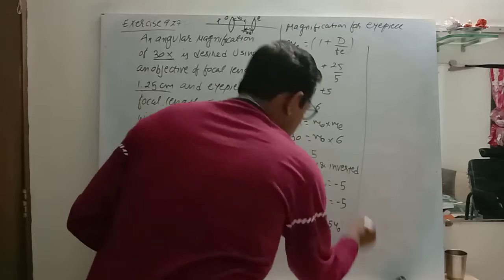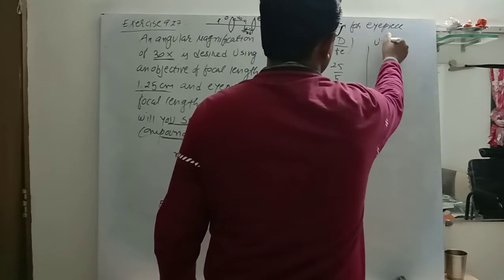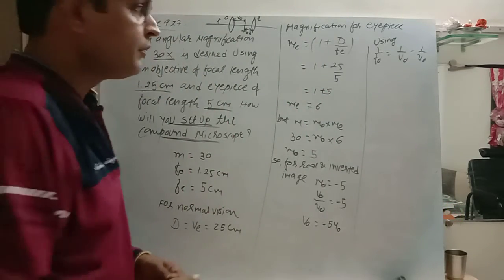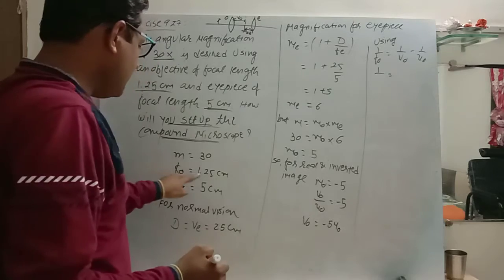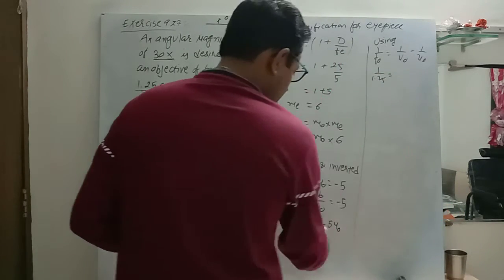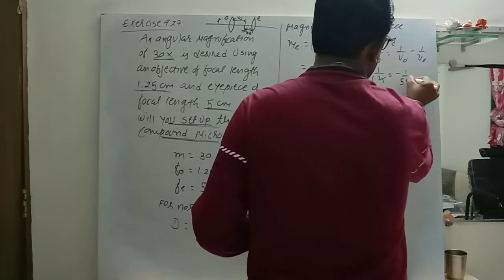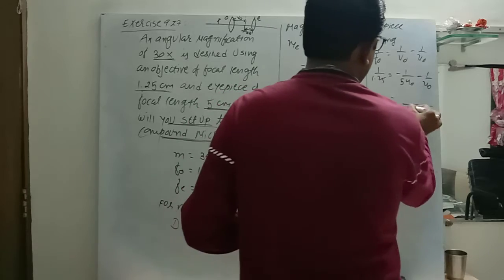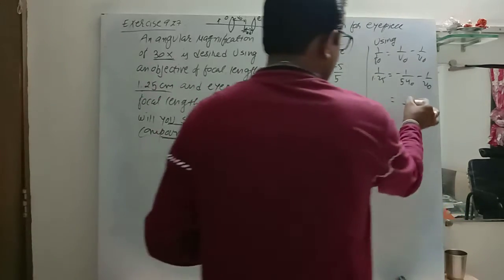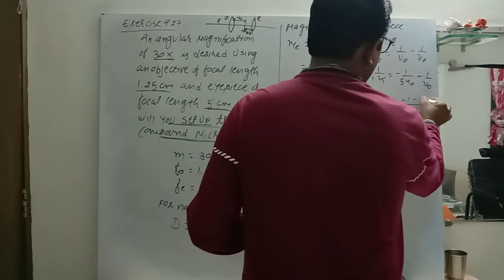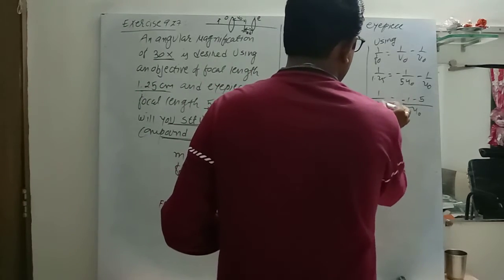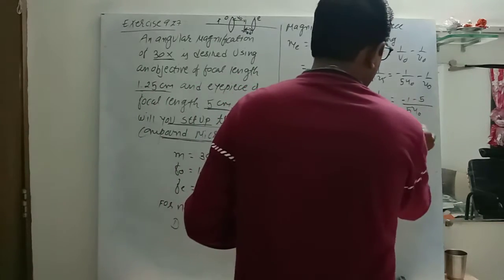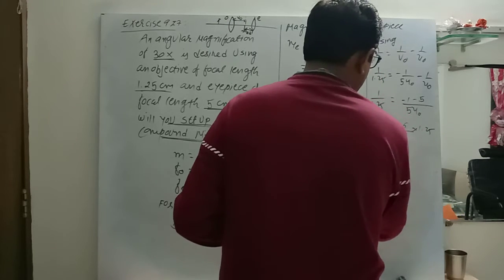Now from here, if we use the lens formula, using 1/FO is equal to 1/VO minus 1/UO, then 1/FO, the focal length for the objective, is 1.25. Here VO is -5UO, and it is minus 1/UO. Now if we take the LCM, 5UO, therefore -1, and here we have to multiply by -5, and it is 1.25. That's why if we want to calculate UO, we subject it, so it will be -6/5 into 1.25.